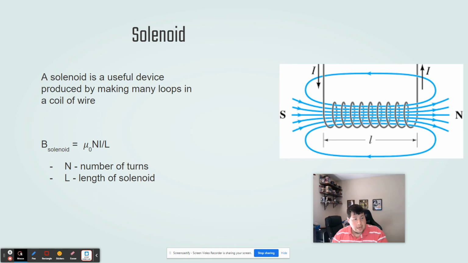Solenoids are very cool. If you wanted to calculate the magnetic field in a solenoid, you're going to take that mu naught that we've known from before, times the number of turns or loops in your solenoid, times I, of course being the current, and then divide by L, which is the length of your solenoid.